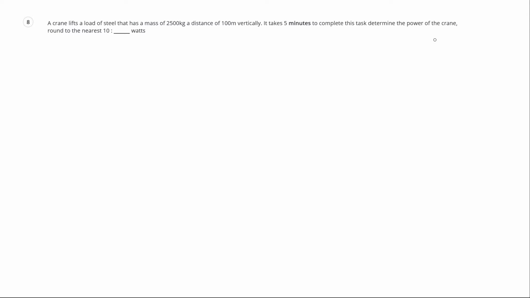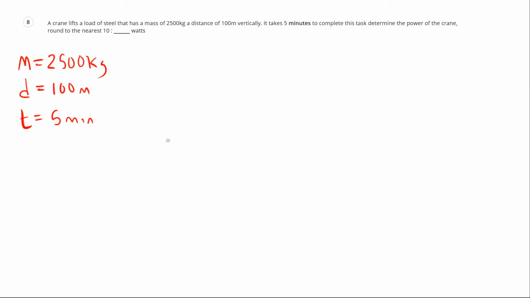All right, if that's the case, let's use our problem solving techniques to write out what we know. First off, we know that the mass of the object is equal to 2,500 kilograms. We also know that the distance the object is being moved is 100 meters. And finally, we know that the time it's going to happen in is 5 minutes. Those are all the variables that we've been given.